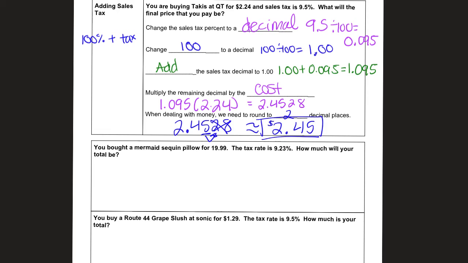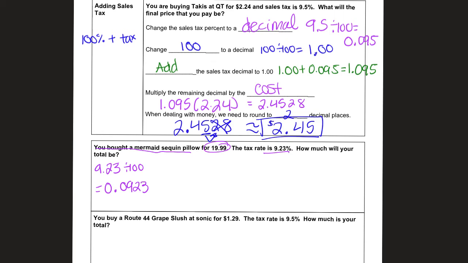Okay, let's do a couple examples. So first thing, change the percent to a decimal. 9.23 divided by 100. There we go. Okay. And then we're buying the pillow for $19.99. The tax rate is 9.23%. We're looking for the total.